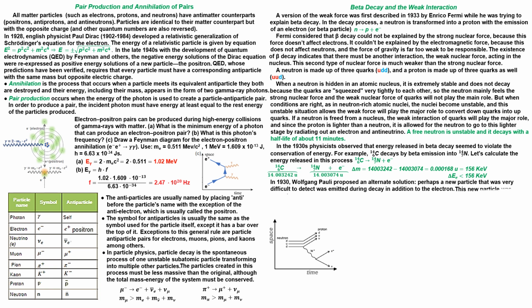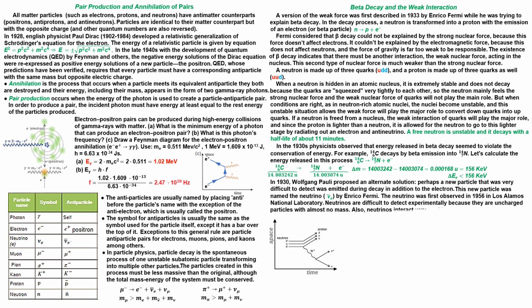This new particle was named the neutrino by Enrico Fermi. The neutrino was first observed in 1956 in Los Alamos National Laboratory. Neutrinos are difficult to detect experimentally because they are uncharged particles with almost no mass. Also, neutrinos interact very weakly with matter, so they are very difficult to detect.